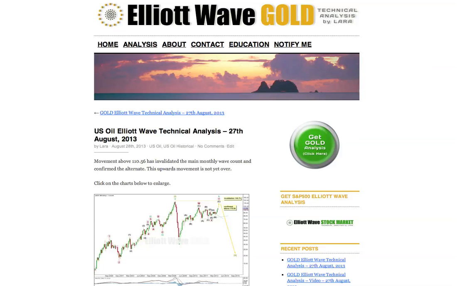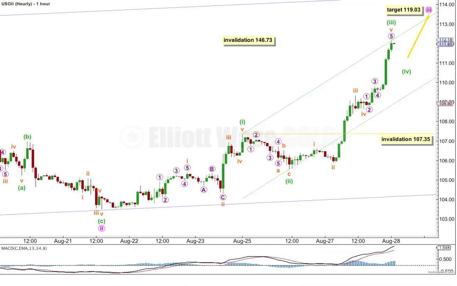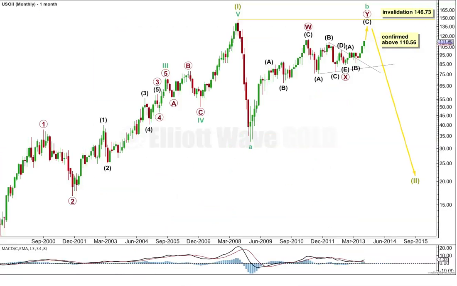Movement above 110.56 invalidated my main monthly wave count and confirmed this alternate. At that stage I was expecting quite a bit more upwards movement. The structure is incomplete, it's got further up to go before it could be considered over. At this stage I'm seeing the structure still as a supercycle second wave correction and the structure is incomplete. It can't be over here because this downwards wave subdivides as a 5-wave impulse, so the correction's not over here.